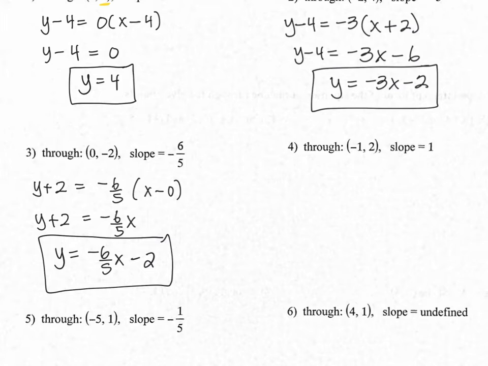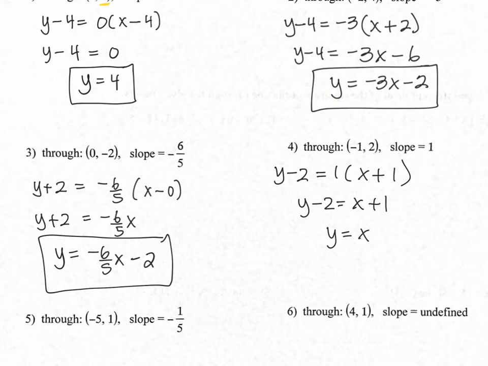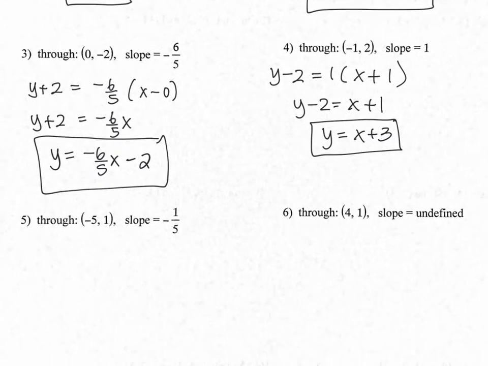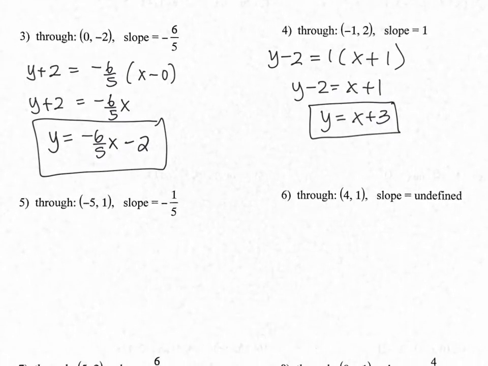Number 4, y minus 2 equals 1 times x minus negative 1. And then simplify it. So x plus 1, so y equals x. So you've got to add 2, so that's plus 3. Alrighty, see, these aren't too bad.